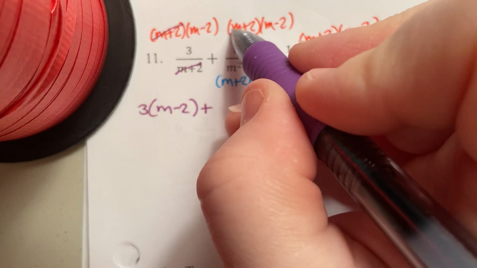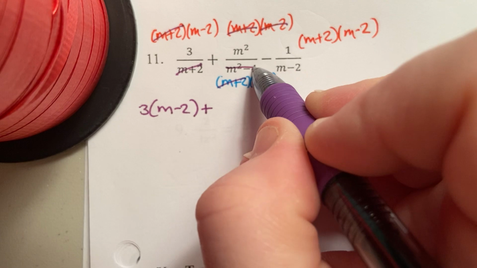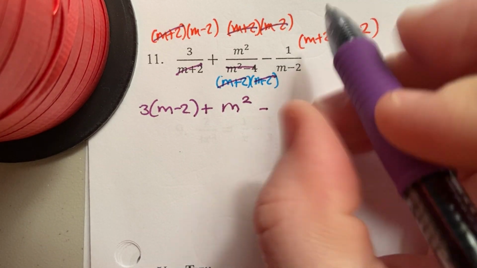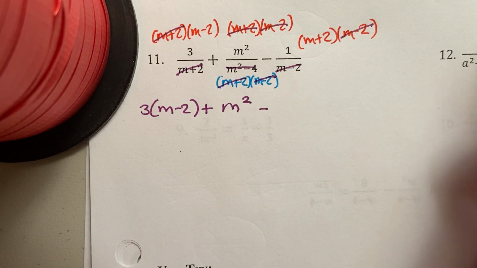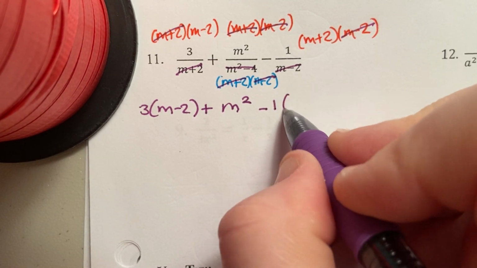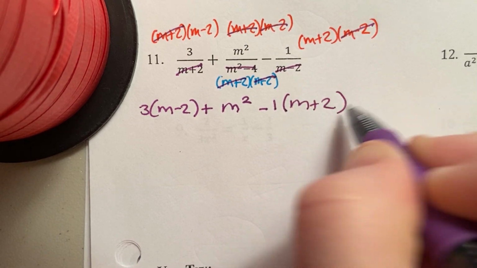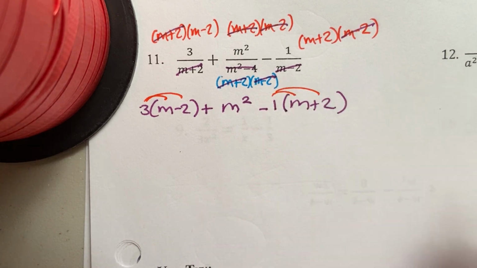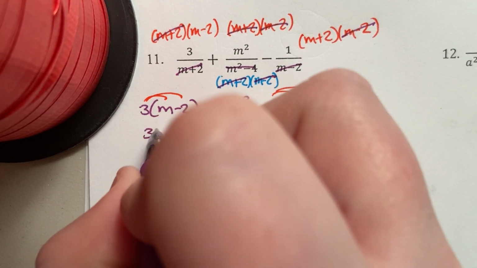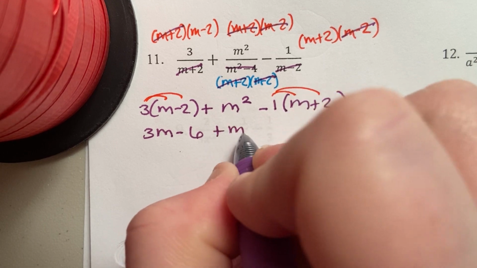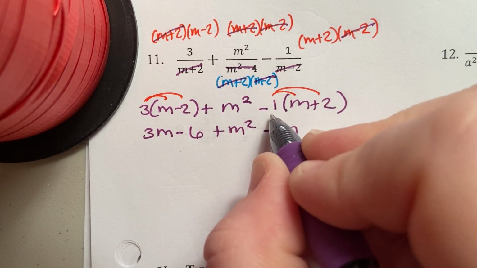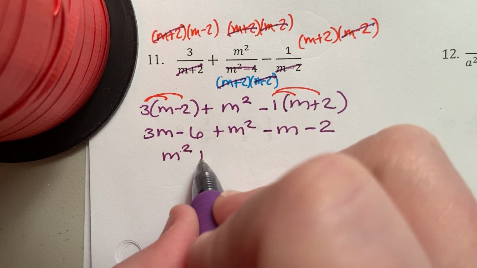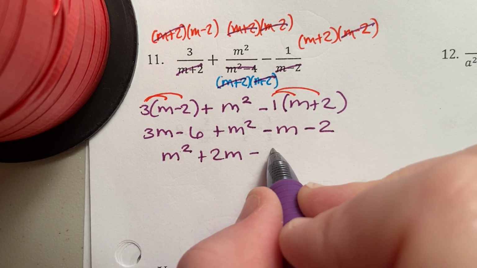That leaves me with 3 times m minus 2 plus. In the second term, they both cancel, right? So that leaves me with just m squared minus. In the third term, the minus 2 part cancels, leaving me with a minus 1 times m plus 2. So I'm going to distribute and see what I have. So I have 3m minus 6 plus m squared minus m minus 2. I'm going to combine my like terms to get m squared plus 2m minus 8.